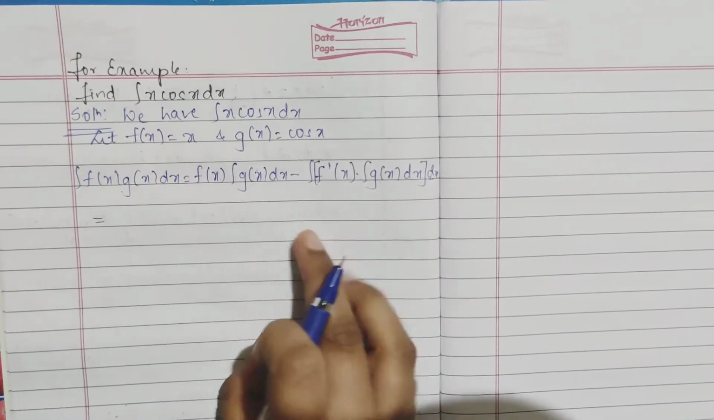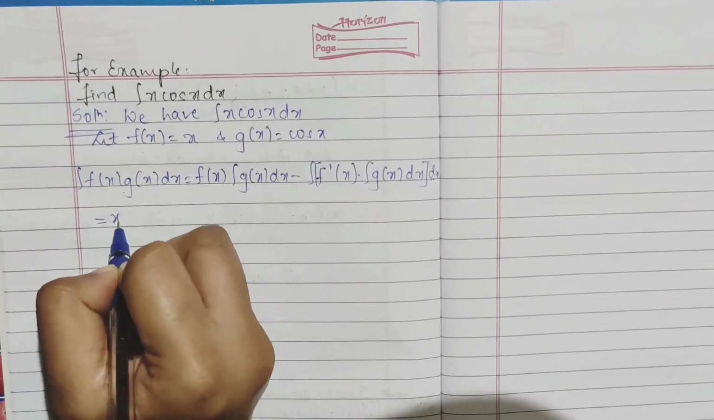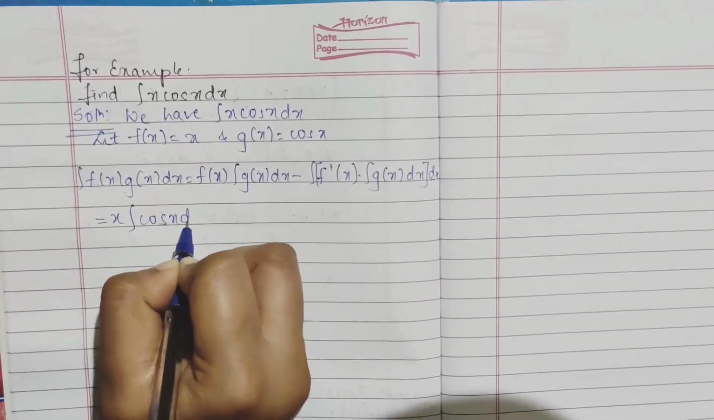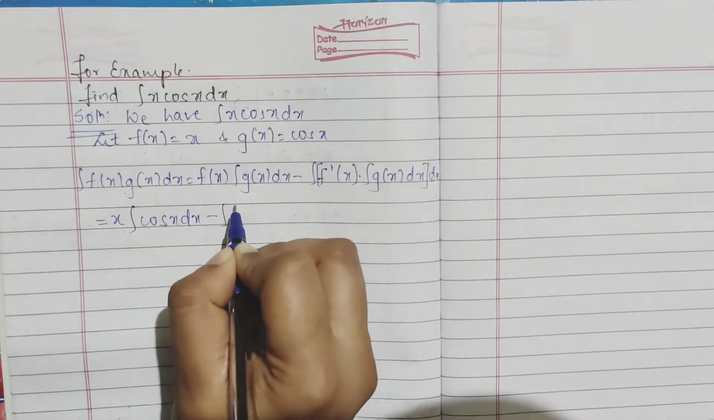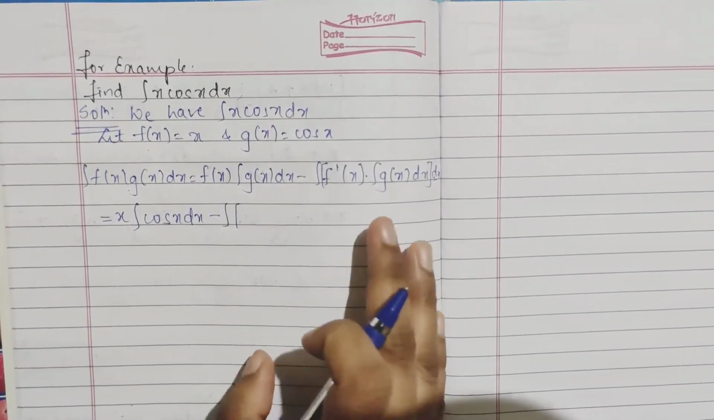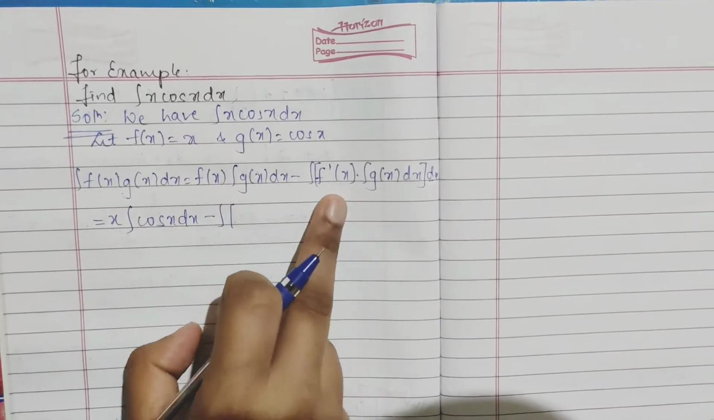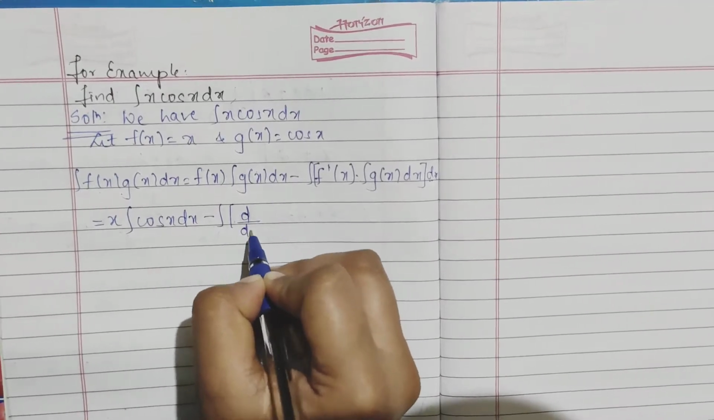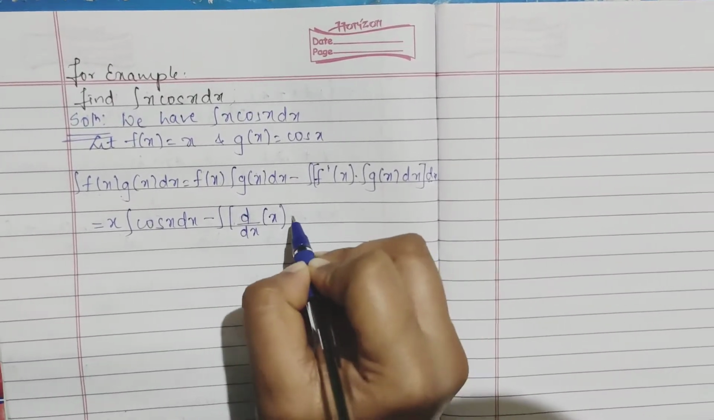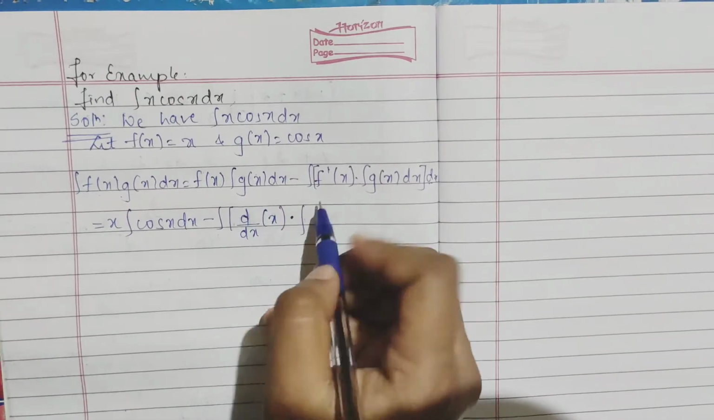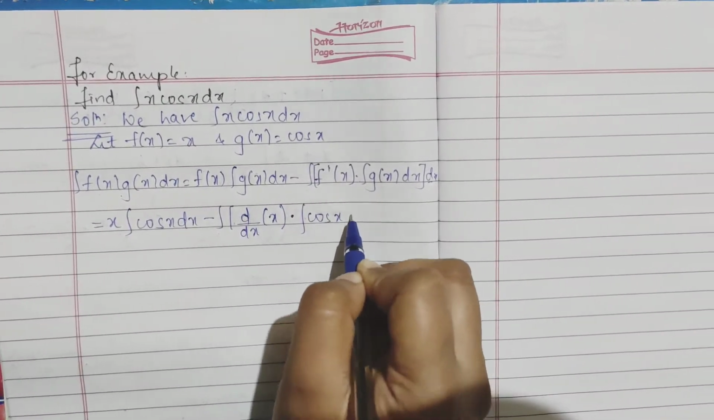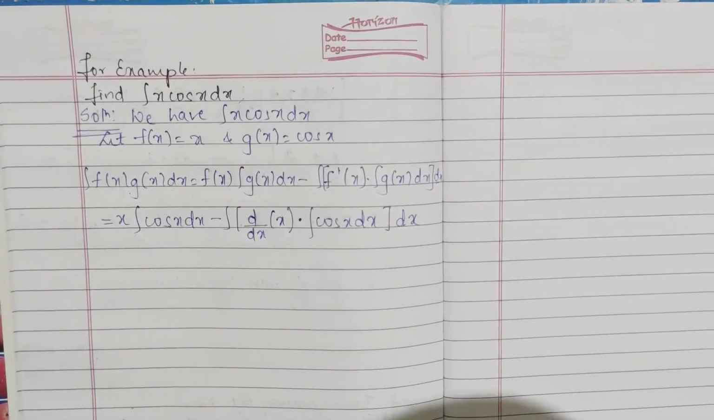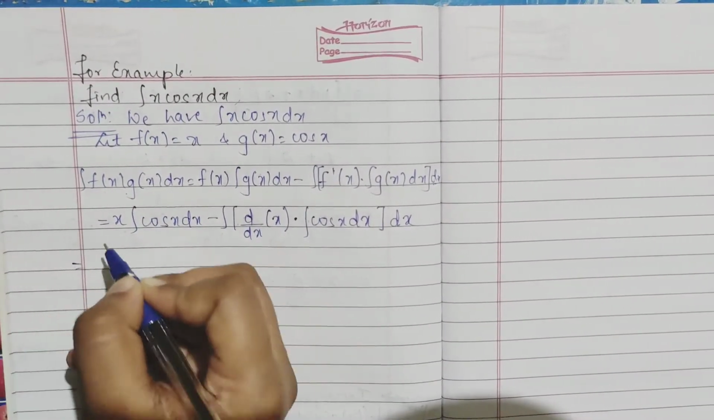Taking f of x as x, keep it as it is, then g of x that we have taken is cos x dx, minus the integral of f dash of x, that means d by dx of x, into again the integral of cos x dx, then your whole dx. Now we will do our integrations.